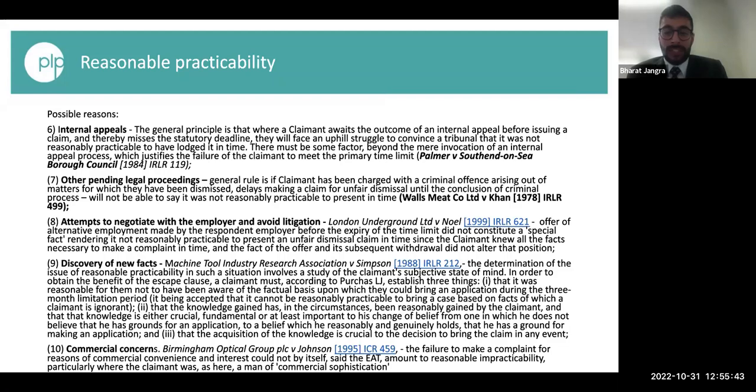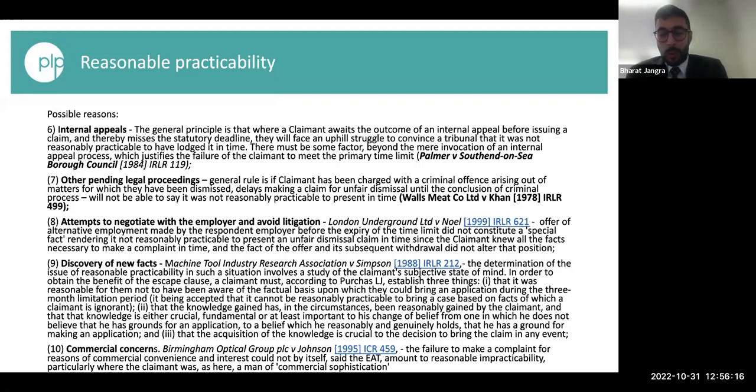In the case of Palmer and Southend-on-Sea Borough Council, the tribunal and the court considered the appropriate thing for the claimants to do when they knew that they had a claim to bring and they knew that there were time limits in relation to that. They should have issued their claim and sought an adjournment for that internal process and appeals process to be concluded first before proceeding with the claim.